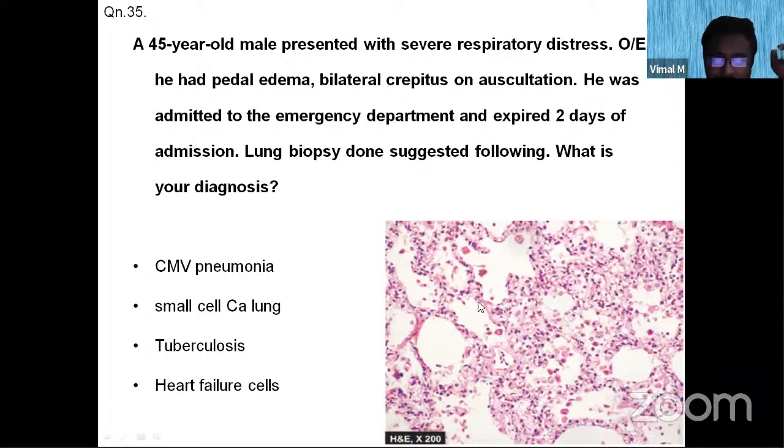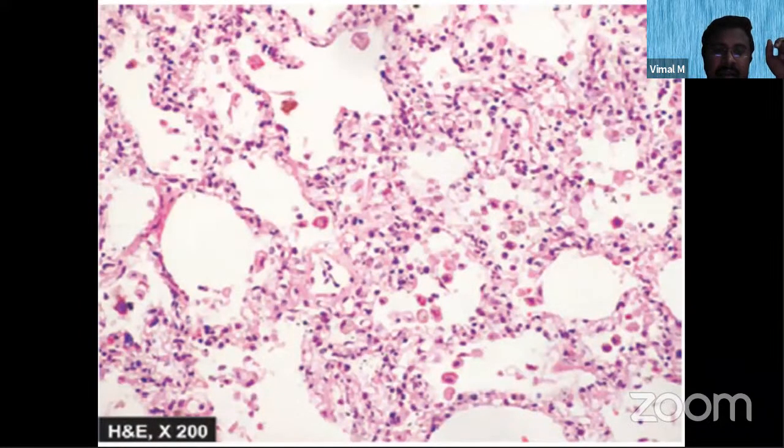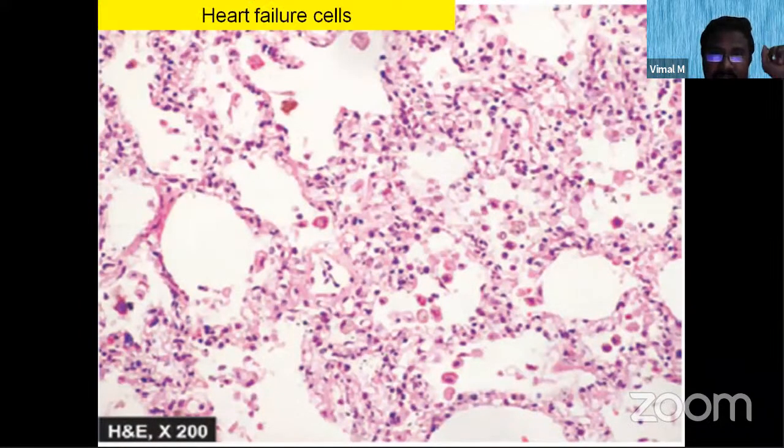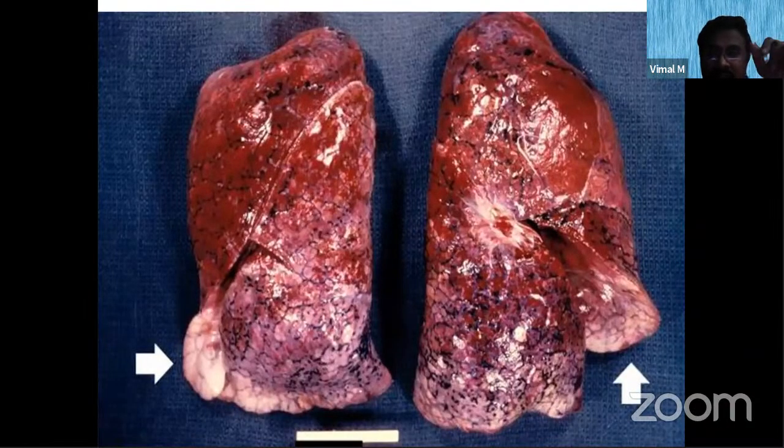Having this in mind, these cells are called heart failure cells. So what happens in heart failure? Whenever there is a left heart failure, there will be congestion occurring in the lung parenchyma. So pulmonary edema occurs, and also there is a congestion of the lung.